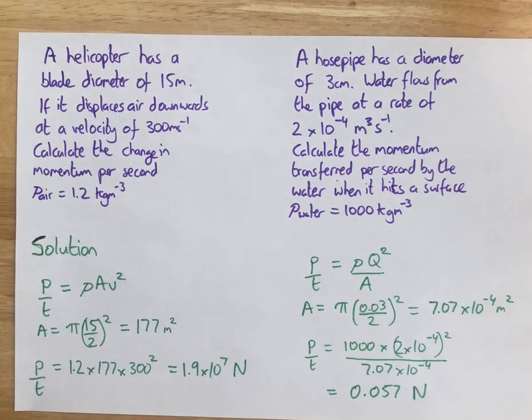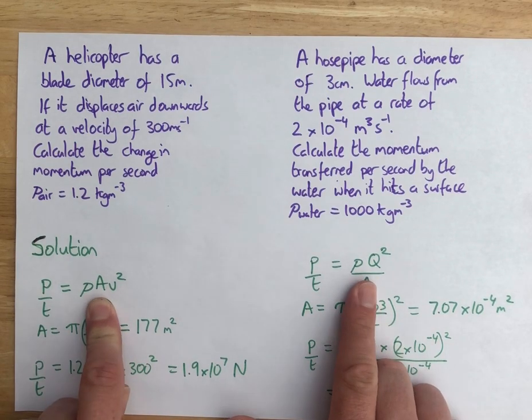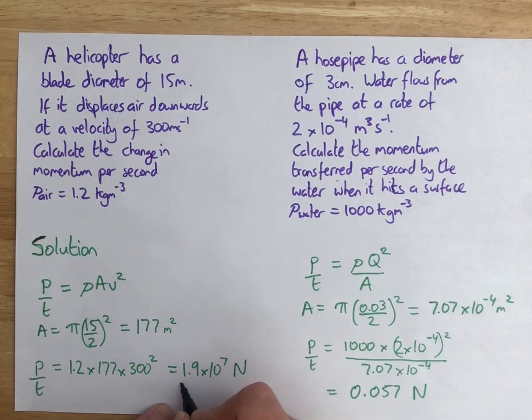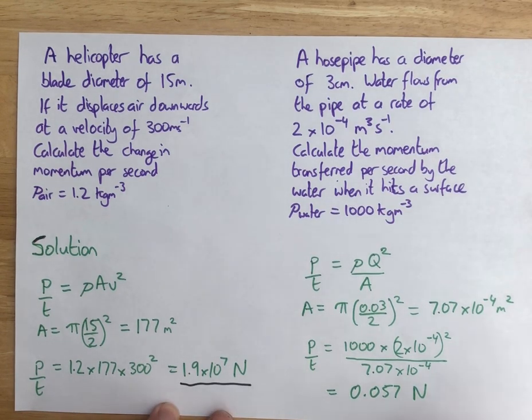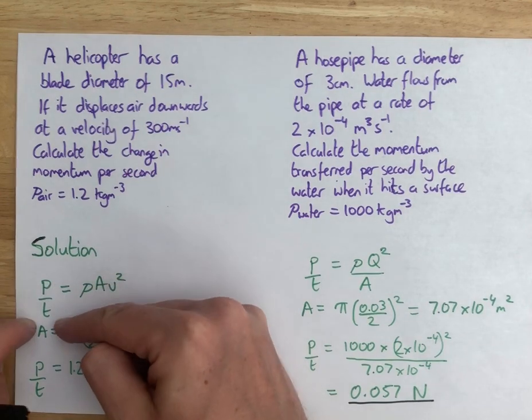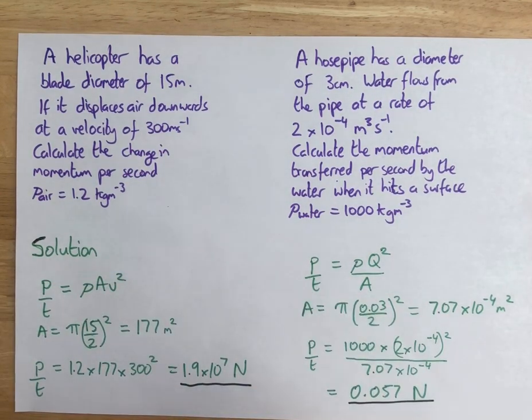Okay, so there's the answer to those. Work through simply using those two equations we've just come up with in the previous part of the video. And we've got an answer of 1.9 times 10 to the 7 newtons and 0.057 newtons. With units, you have to be careful what the question asks. It might ask for it in terms of units of momentum, which is newton seconds. But if it's momentum per second, it's newton seconds divided by seconds. Officially, that is just newtons.